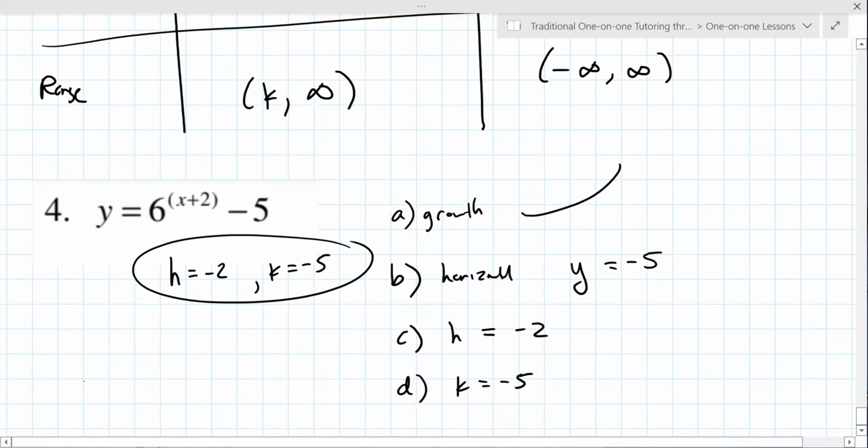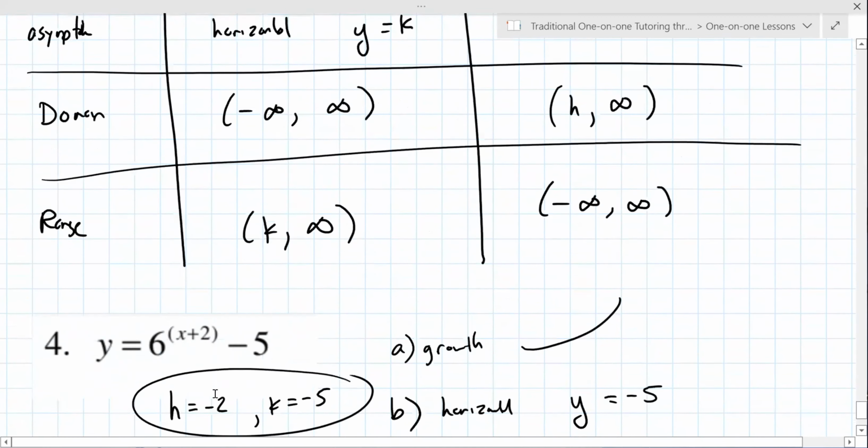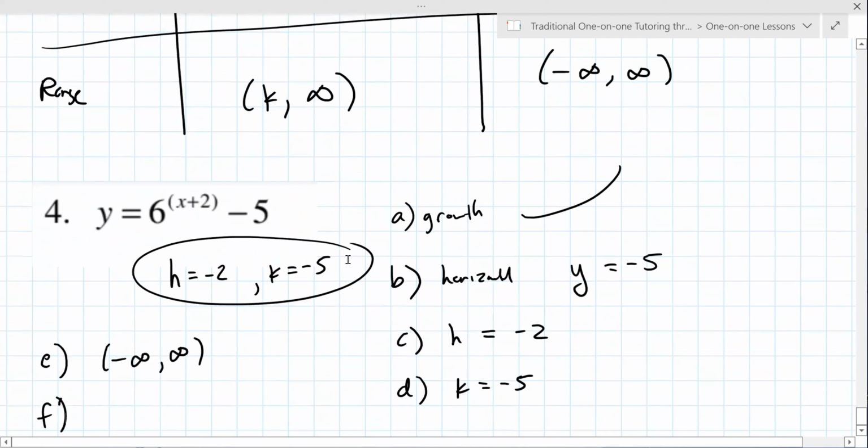And then the domain on this one is all real numbers, minus infinity to infinity. The range though, you go back to your table here, and ask, what's my range? Oh, it's k to infinity. What's my value of k? It's -5 to infinity. And hopefully that's similar.